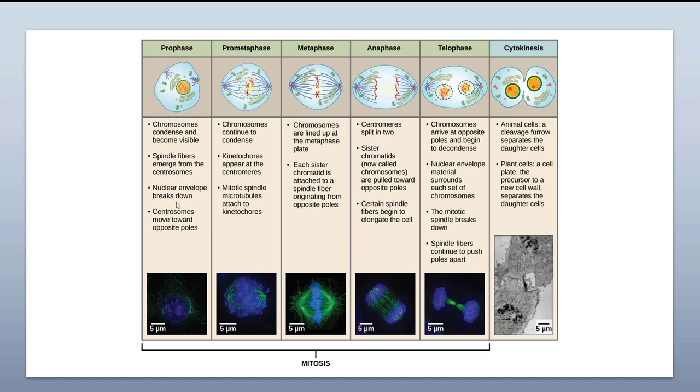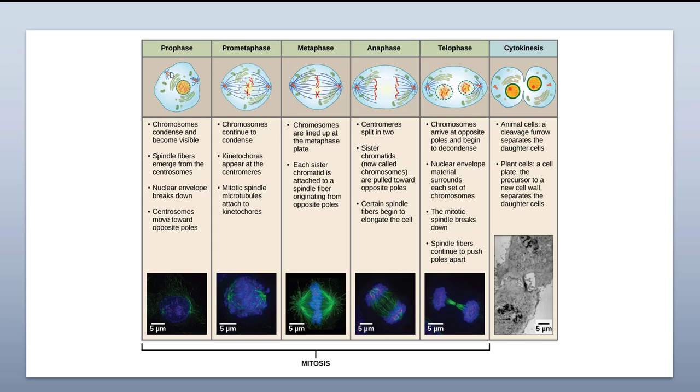Another thing that you're starting to notice is that the centrosomes, remember for animals, they consist of these little centrioles. They start moving to opposite ends of the cell. Okay, so they're starting to move to opposite poles. Eventually they'll be at opposite poles. So that's another thing that's happening in prophase.